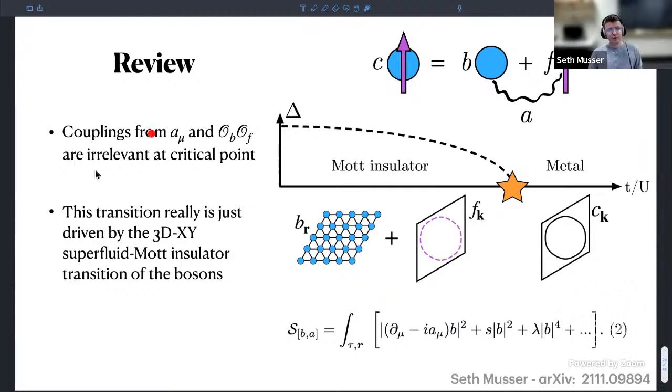So just a quick review. The couplings from A mu and these energy-energy terms are irrelevant at the critical point, and the transition really is just driven by this 3D XY superfluid Mott insulator transition. So that's the picture at 1/2.